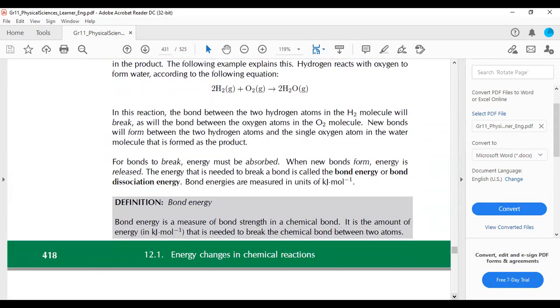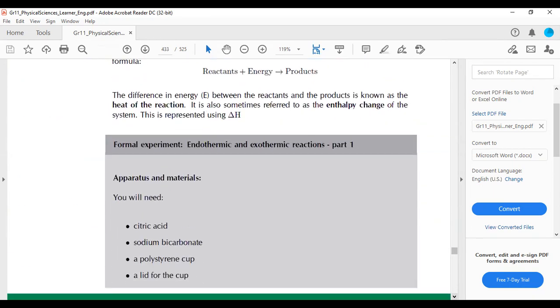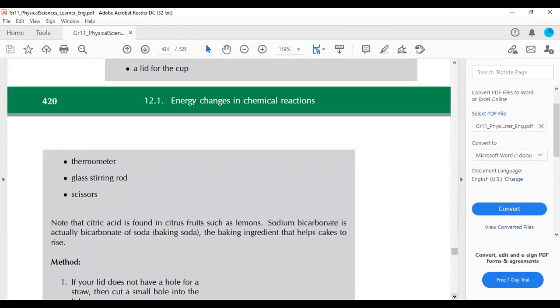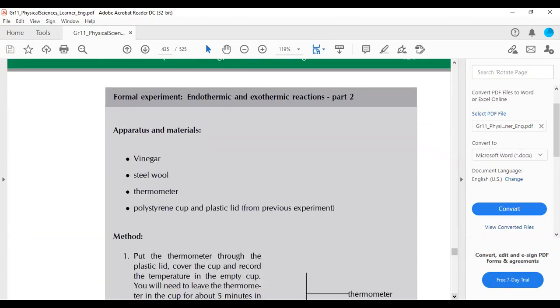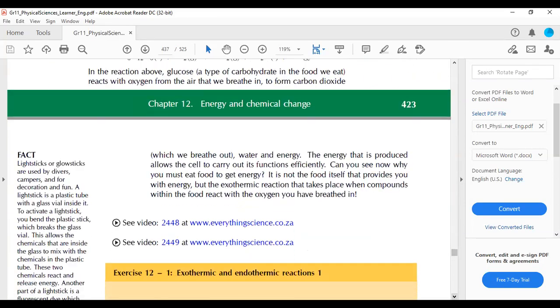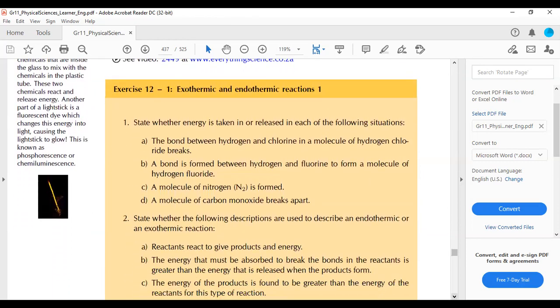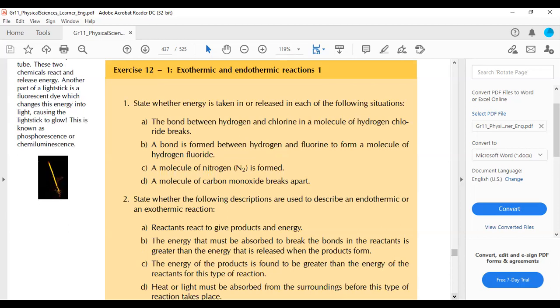So we've spoken about the different types of energies, the bonds. Okay, so let's look into this one. I see we don't have an actual example. It says here, state whether energy is taken in or released in each of the following situations. So we're going to start with the first one.